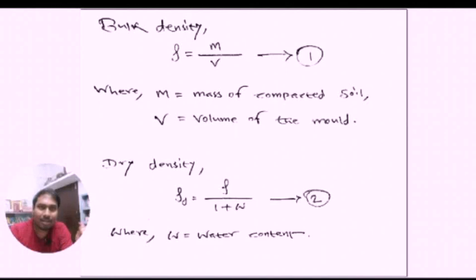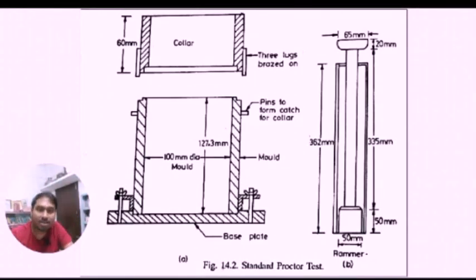Here rho is the bulk density, m is the mass of the compacted soil, and v is the volume of the mold. Note this, the volume of the soil will be 1000 cc. We can find this volume from the specification of the mold which I gave in the first slide. After getting the bulk density of the soil, representative soil samples are taken from the mold to determine the moisture content. We will find this moisture content by the oven dry method.